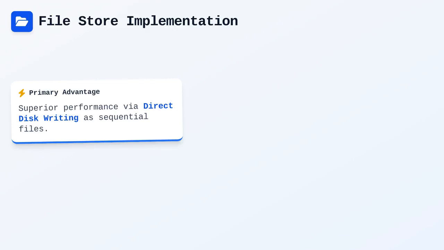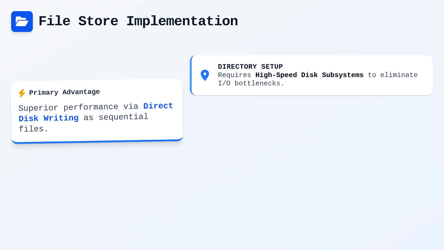A file store is typically the default choice for most implementations because it offers superior performance by writing directly to the disk as a sequence of files within a directory. When configuring a file store, you define a directory path that must be accessible to the server instance, and it is highly recommended that this path points to a high-speed disk subsystem to avoid I/O bottlenecks.